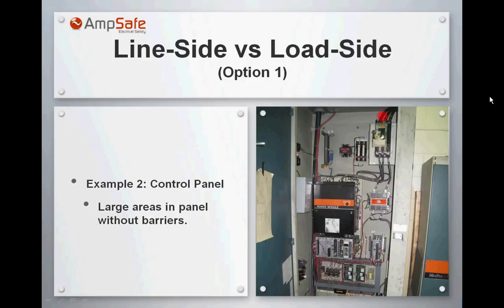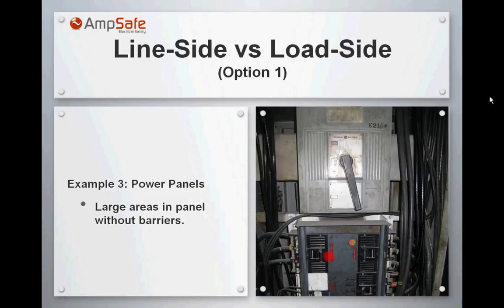Power panels are also open. You can have a main, and then a lot of feeder or branch circuit breakers, a main breaker, and in this case, a whole bunch of branch breakers. If you have an arc flash on the line side, everything is totally exposed. You don't have any barriers when you're working on the load side. So for large areas in a panel without barriers between the incoming section and the feeder or branch section, you're going to have that situation. Consider the line side flash incident energy or the lower.